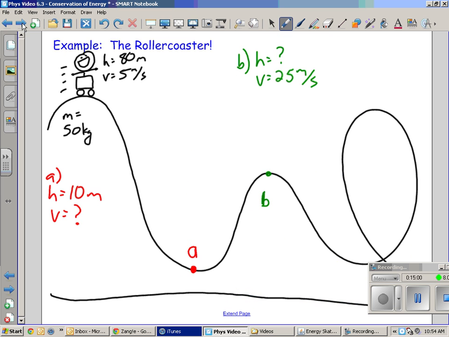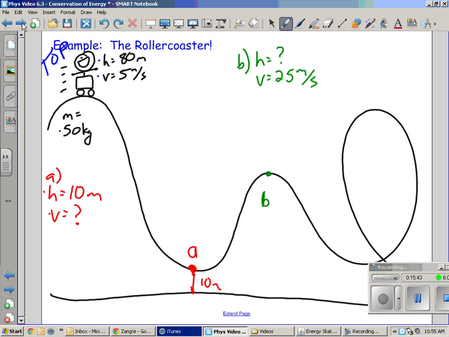All right, so what about this? What if I gave you a roller coaster? This is something we've never done before. Okay, so we've got kind of the same situation. So here's what we know. Up at the top, we'll use blue to represent the top. Up at the top, we know how high up the dude is on the roller coaster. We know his velocity, and we know his mass. Then the question is, down here at point A, at the bottom of this first hill, if he's 10 meters up, what's his velocity when he gets to the bottom of the hill?